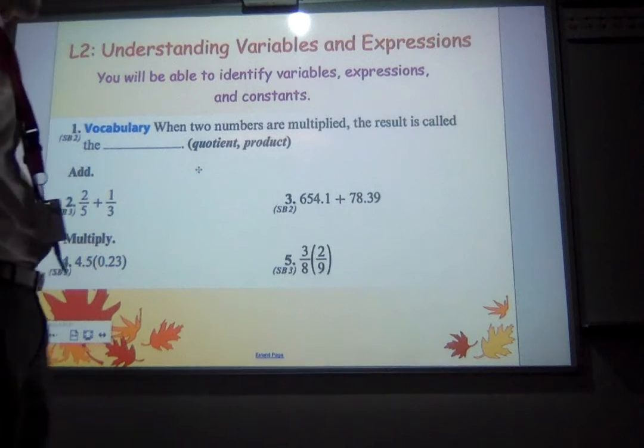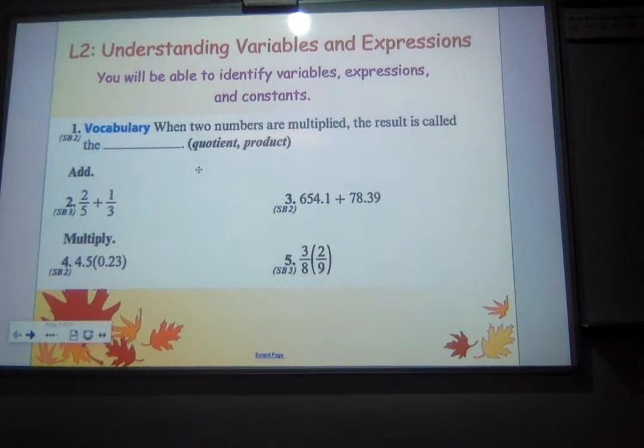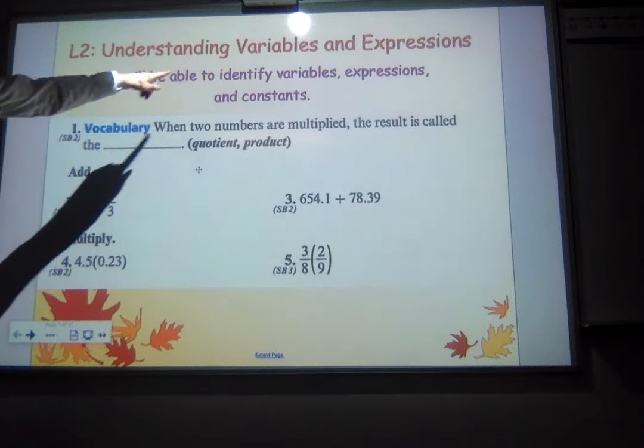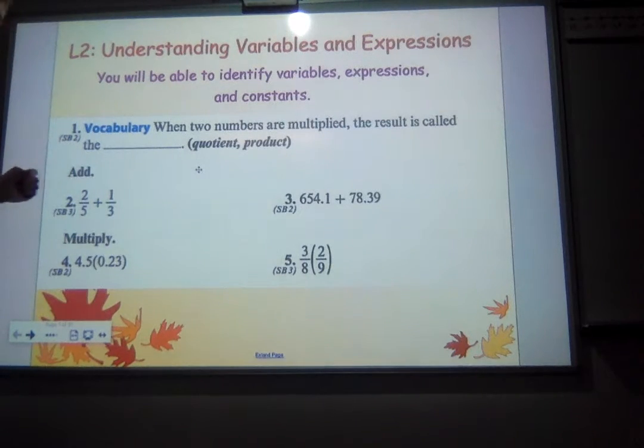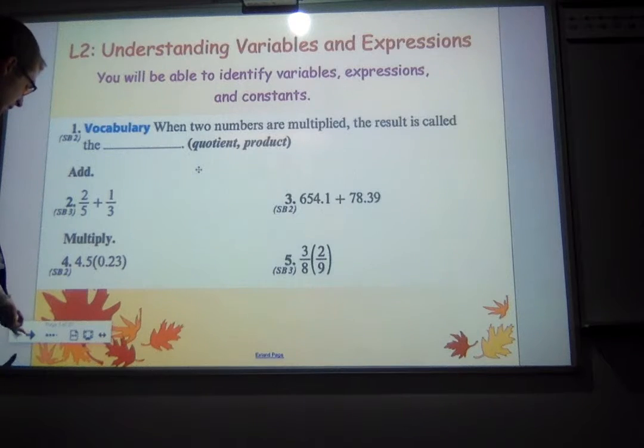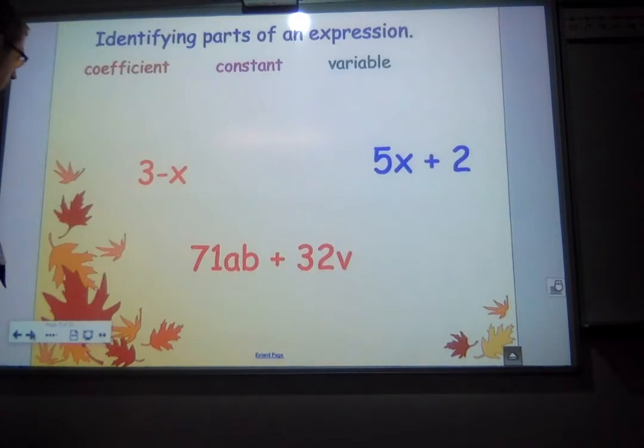All right, Algebra 1, Lesson 2, Understanding Variables and Expressions. So the objective: you'll be able to identify variables, expressions, and constants. Today we skipped the warm-up as we were still troubleshooting a lot of technology issues, so we're going to jump right into it. Identifying parts of an expression.